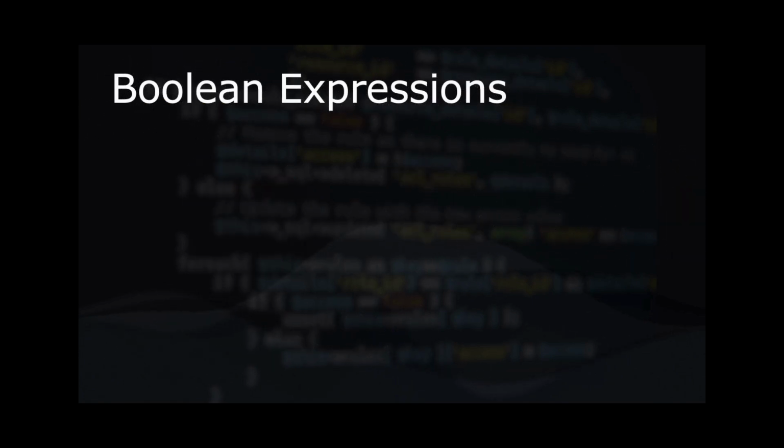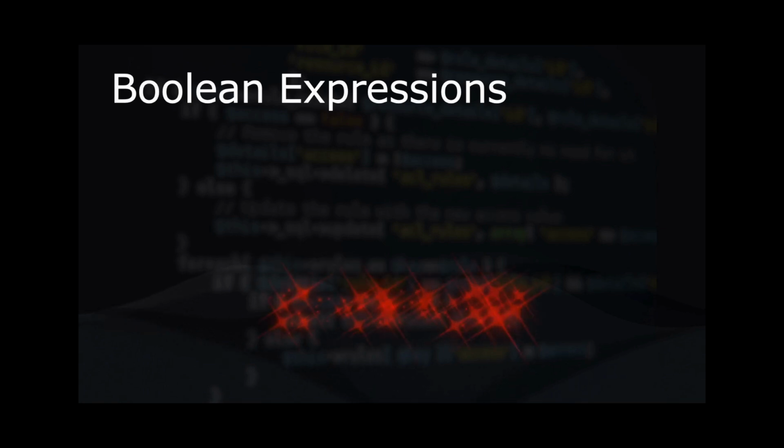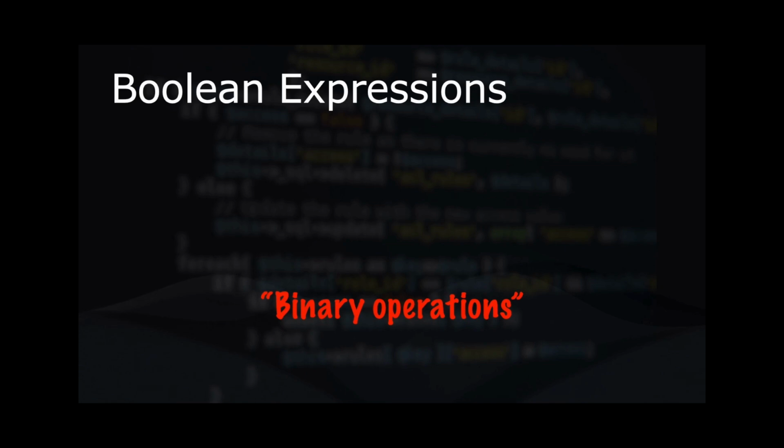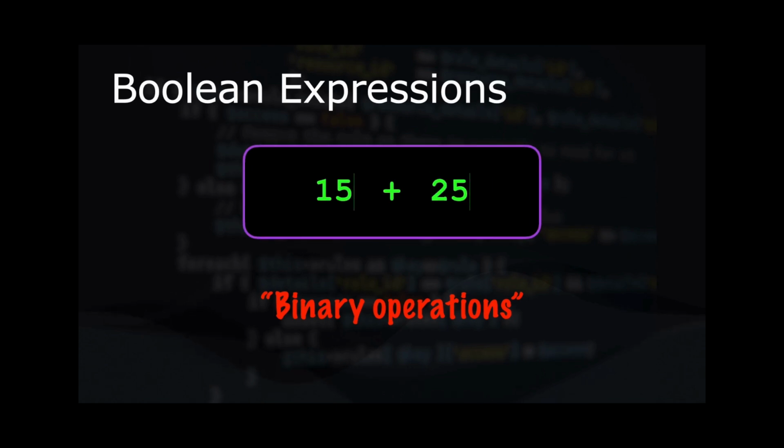The other common structure in Java that can be used for decisions is a Boolean expression. A Boolean expression is a statement that evaluates to true or false. Like arithmetic expressions, Boolean expressions use binary operators, operators that work on two operands. For example, the addition operation takes two operands to find a sum. This particular expression evaluates to 40.